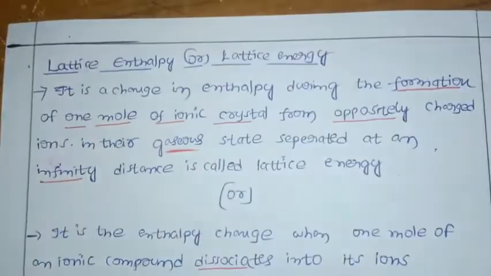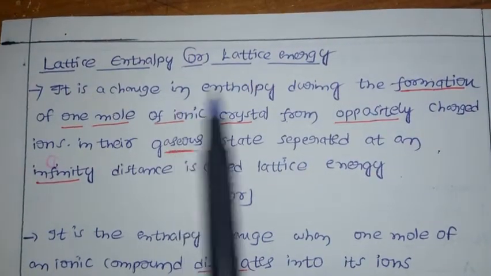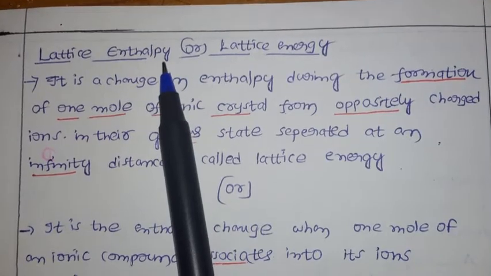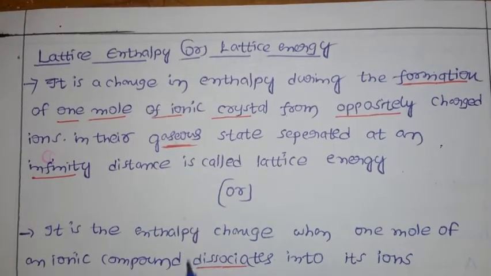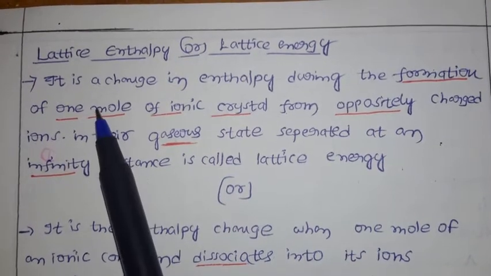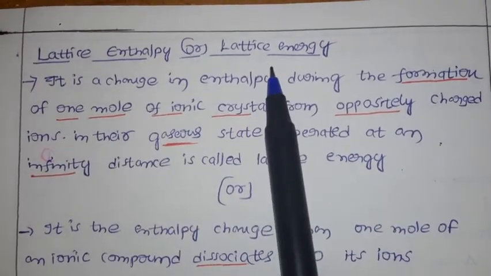Okay. Now let us discuss the next topic. We have lattice enthalpy or lattice energy. So how can you define lattice enthalpy? You can define it for bond breaking and bond formation. Now we are going to discuss the two types here. Let us see. Lattice enthalpy or lattice energy means what?